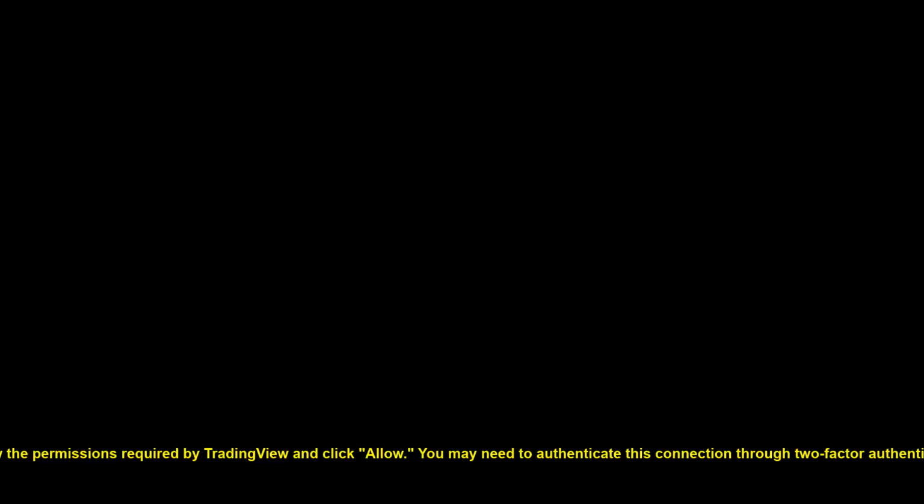You may need to authenticate this connection through two-factor authentication. Check your email or mobile device for the authentication code if prompted. Enter the authentication code to finalize the connection. Once authenticated, you will see a confirmation message on TradingView. You can now access Interactive Brokers data directly within TradingView.